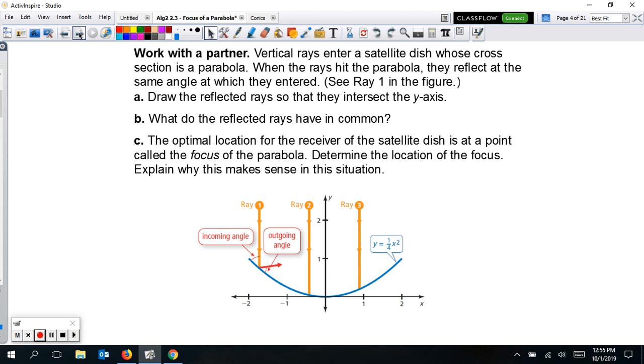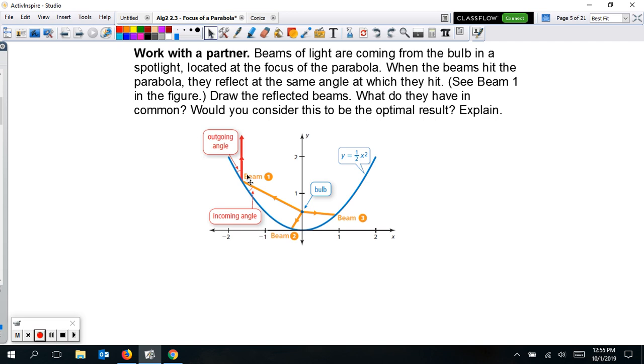The next one on 35 shows you the flashlight. So here, this is a flashlight. Now, it says the bulb is right here in the middle. So you can think of the bulb is right there. It goes off, and light goes everywhere.